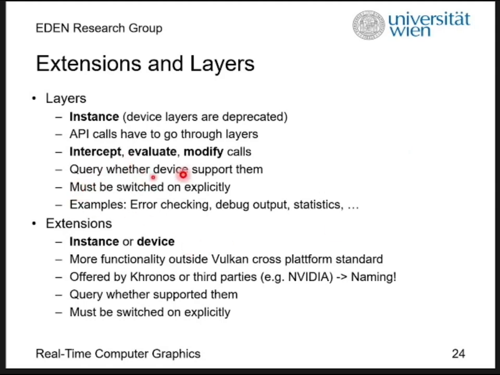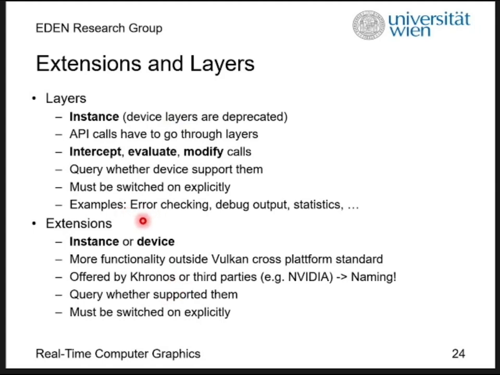You have to query whether the device or the driver supports the layer, and it must be switched on explicitly. And yes, you can have error checking debug output. There is a debugging layer that will output every call you make, the call and all its parameters. So you can really see in the debug output all of the calls you have made and check whether this is what you would be expecting. And statistics and so on. So many different layers. Okay, layers are something you can switch on and off.